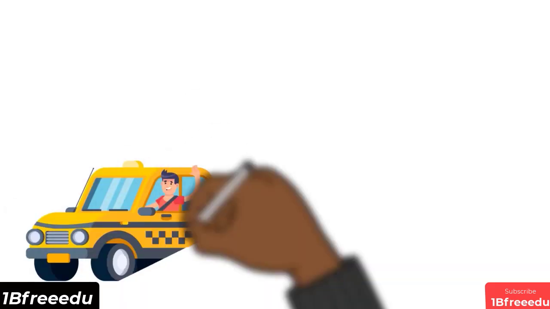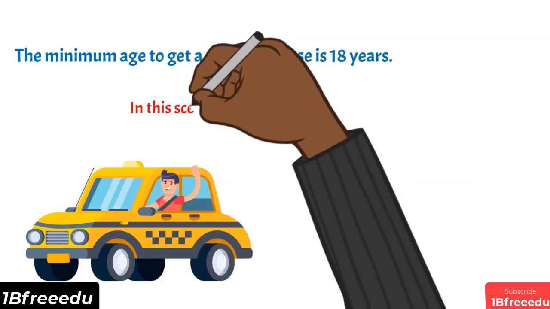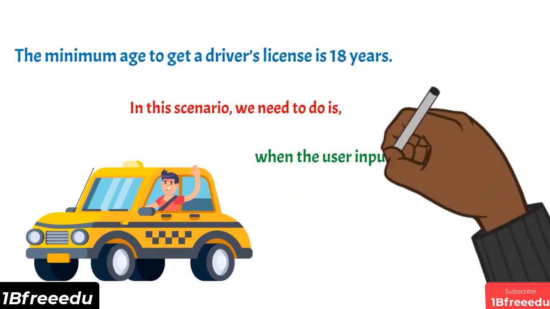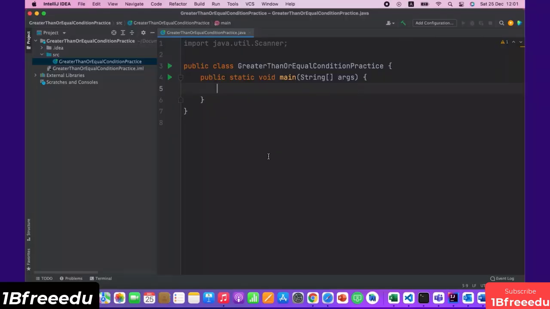Let me show you an example. The minimum age to get a driver's license is 18 years. In this scenario, when the user inputs his age, we need to decide whether he is eligible to get the driver's license or not using the entered age. First, we need to declare a variable to hold person age. So I write int age to declare a variable.